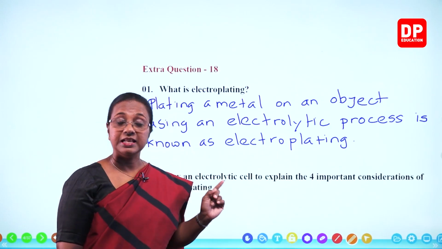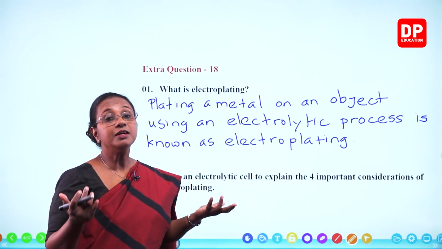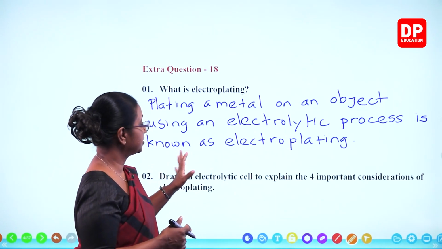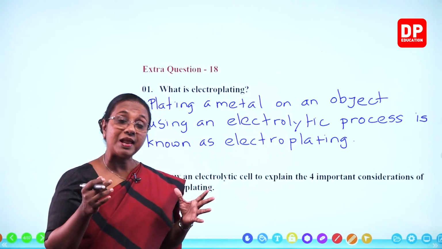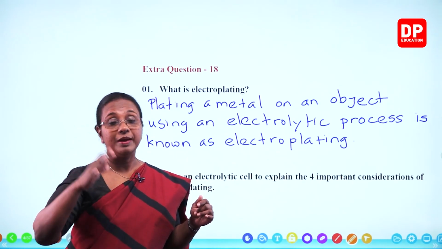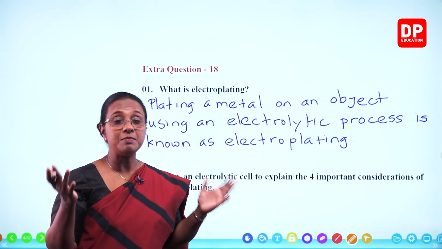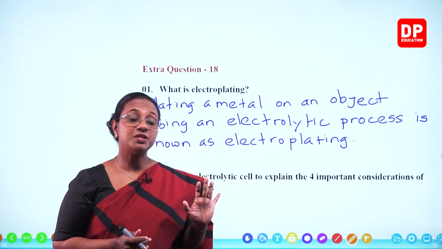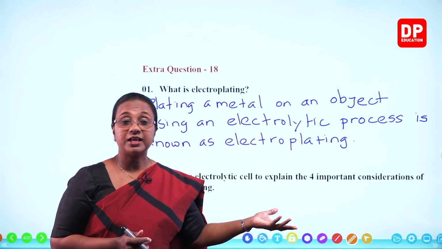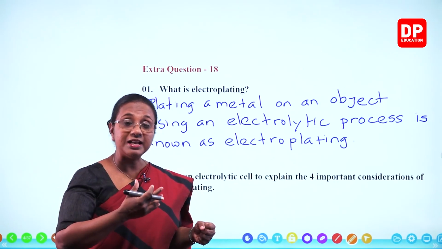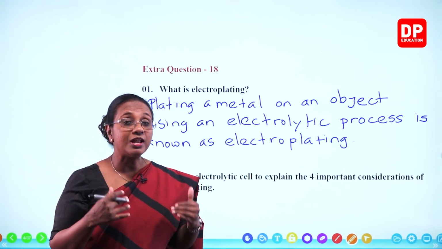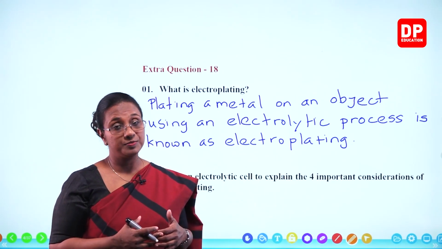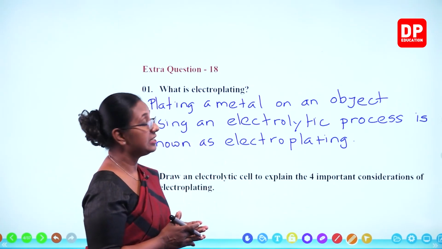So instead of saying plating a metal, you can say applying a coat of metal over another object using an electrolytic process is known as electroplating. Plating or applying, here when we say apply, it doesn't mean you paint it or just dip it into a metal, but instead you have to use an electrolytic process. So you can remember, students, usually we attach the object to the cathode, and the metal that is going to be plated has to be the anode, and the electrolyte solution should be a salt of the metal that is going to be plated onto the object. So that is how we use the electrolytic cell there.